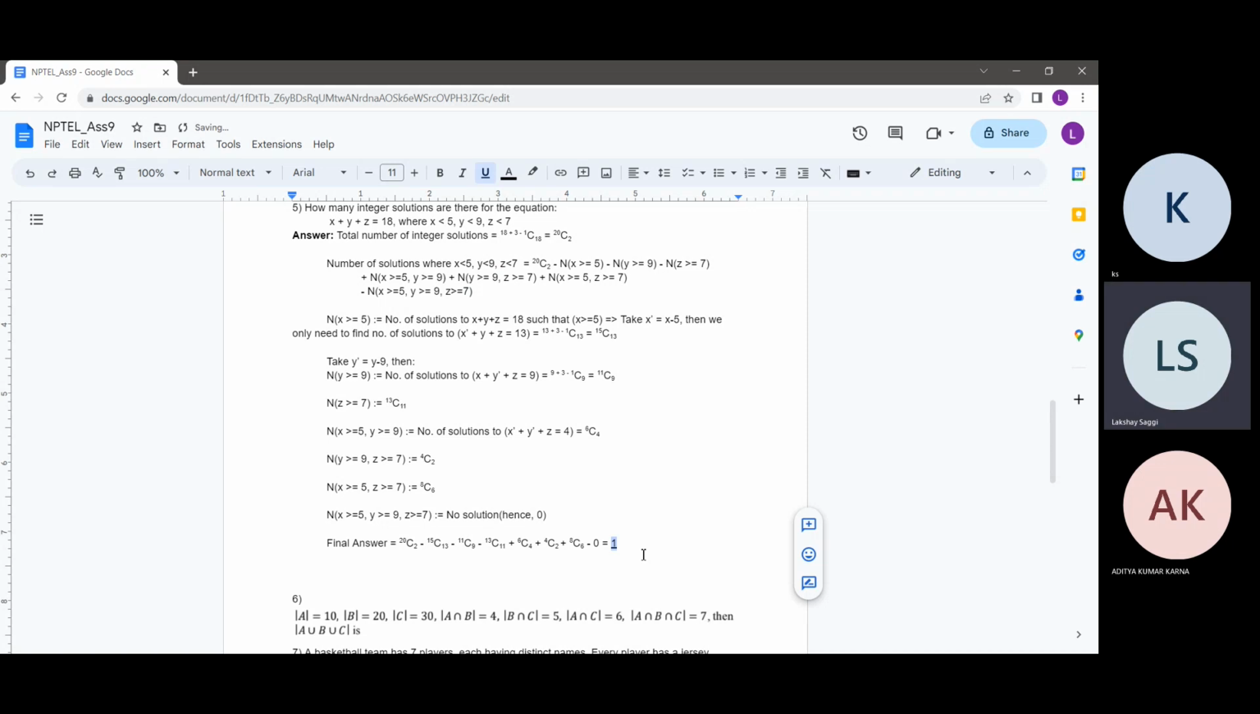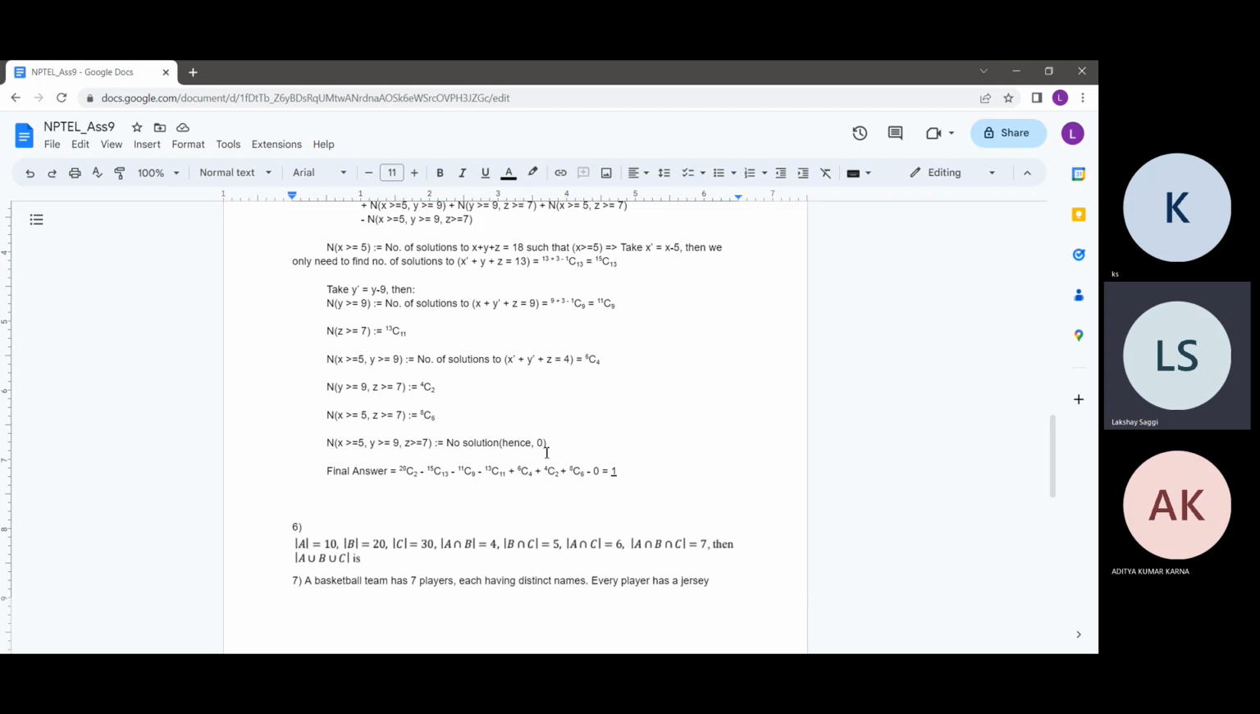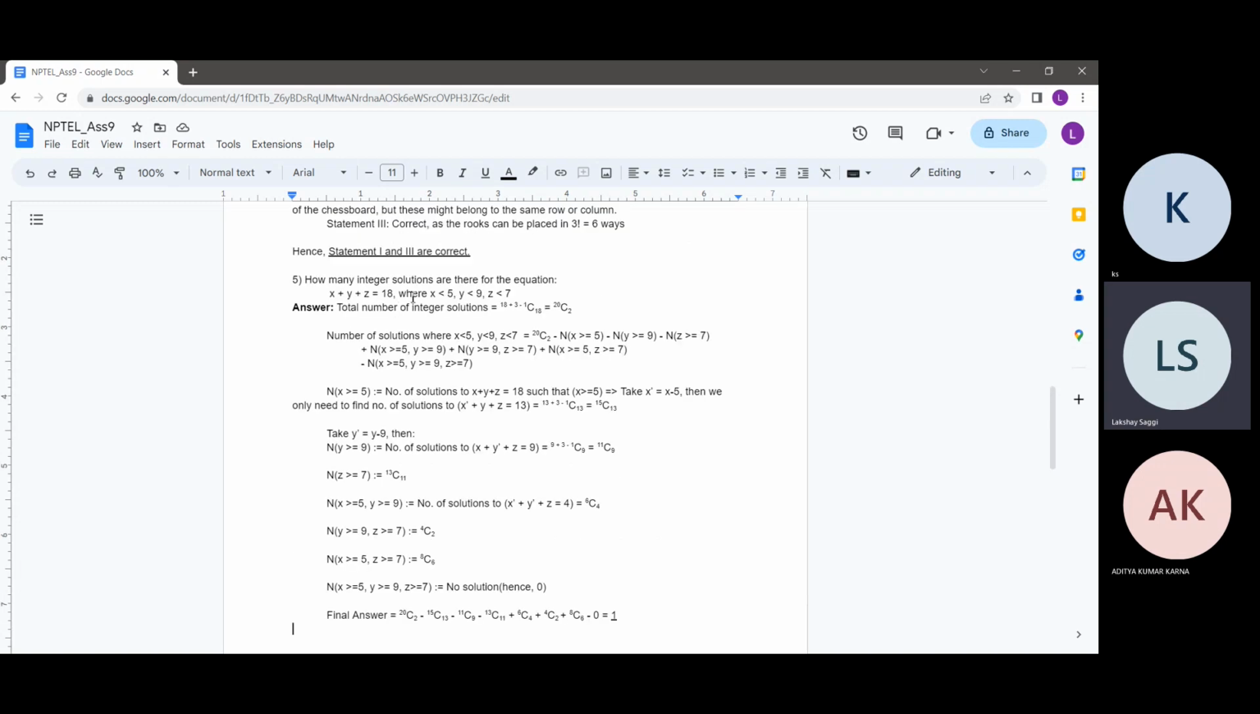So after all these complex calculations, the answer is a simple one. KS wrote the answer as one, and so our solution answer was correct. For this question, you could have calculated it manually since these are just small numbers. 18 is a small integer, 5, 7, 9 are also small, so you might have just calculated the value yourself, like what can be the possible value by plugging it in.